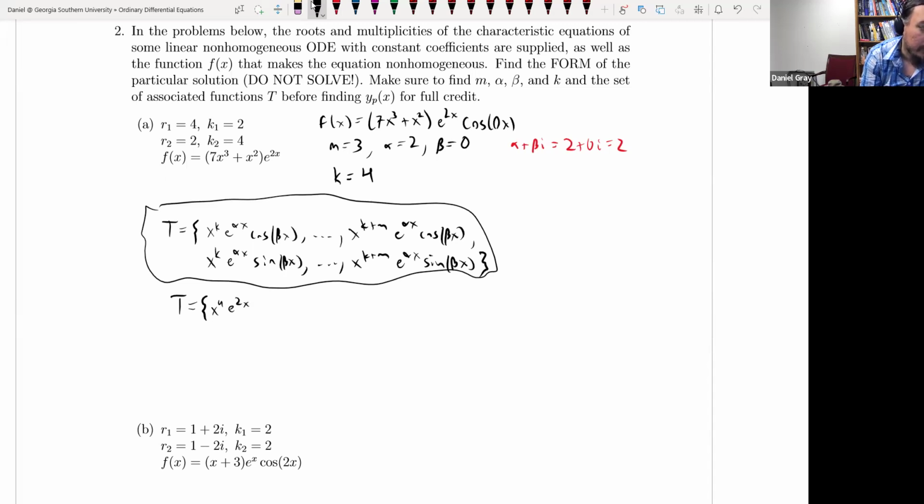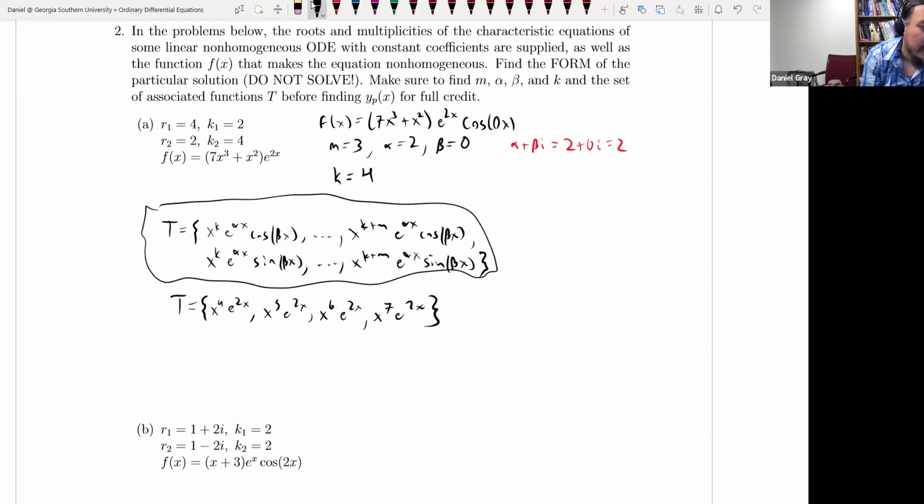And then I already said cosine of 0x is just 1, so we could leave that off. Right, and we're going to keep multiplying by x until we get up to x to the k plus m. So we're going to go all the way up to x to the 7th power. Okay, so x to the 5th, e to the 2x, x to the 6th, e to the 2x, and then x to the 7th, e to the 2x, right? So we're stopping at x to the k plus m.